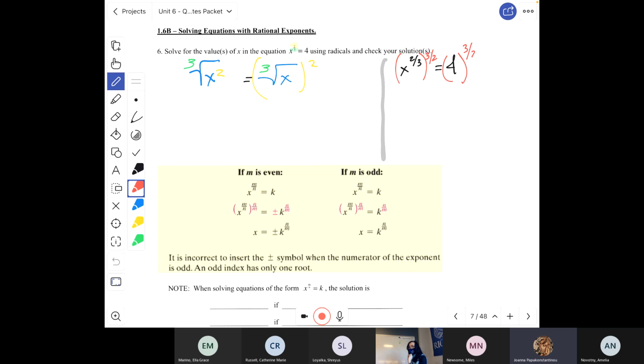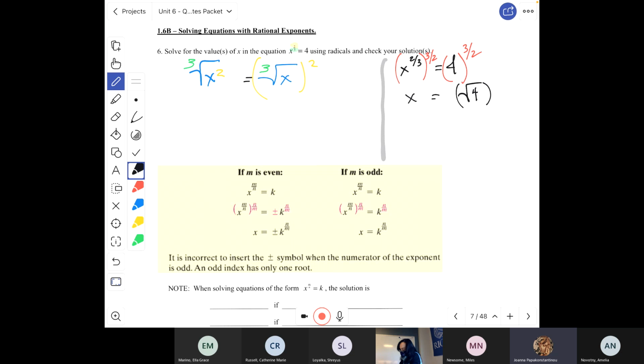Because power to a power says keep the base and do what to the exponents? Multiply. So if we're multiplying a fraction times its reciprocal, what does that equal? 1, right? So this is really x to the first power, or just x on the left-hand side. Now, perhaps you would want to convert the right-hand side to radical form. And if I were to do that, it would be the square root of 4 raised to what power?